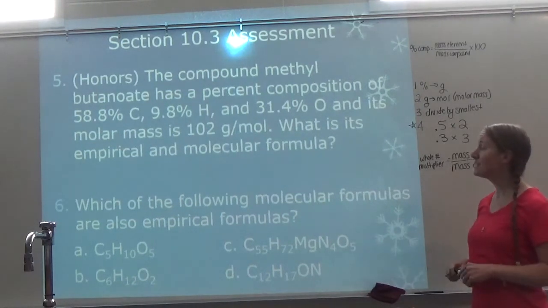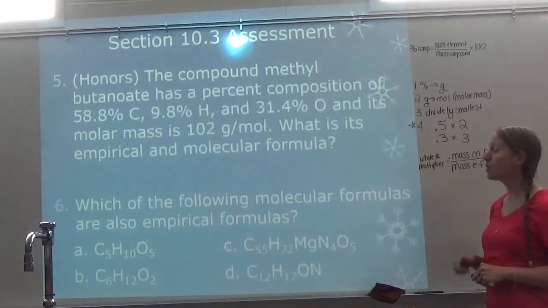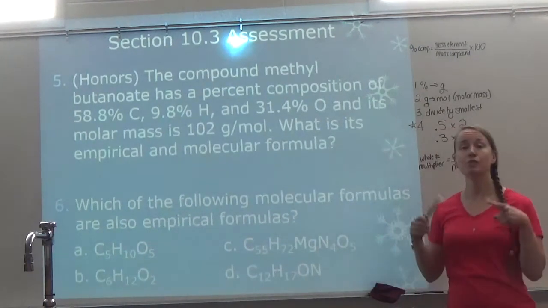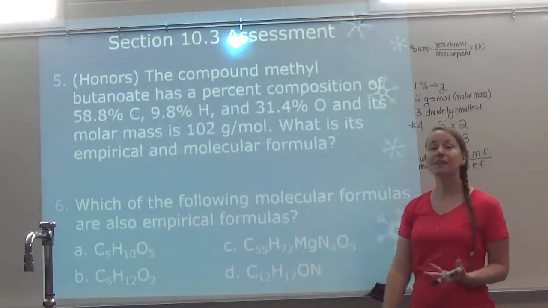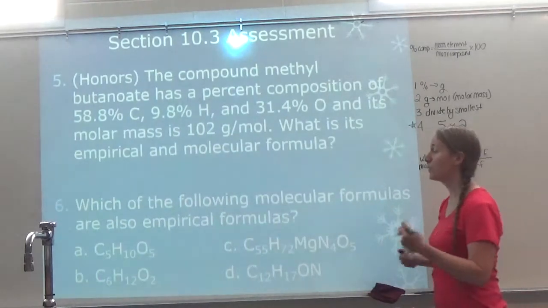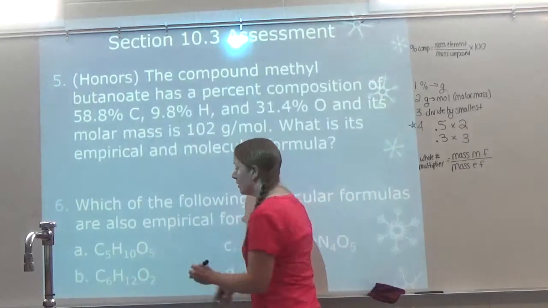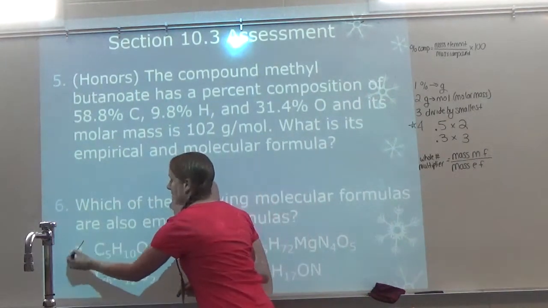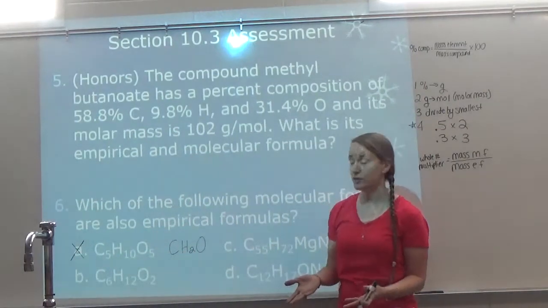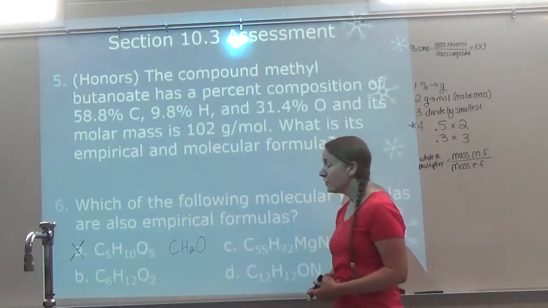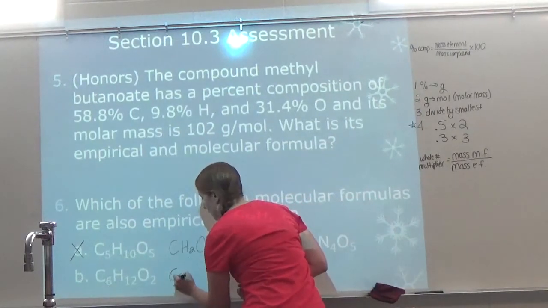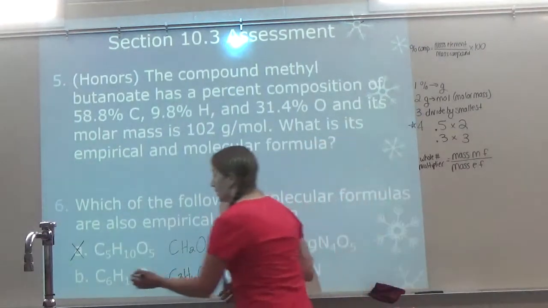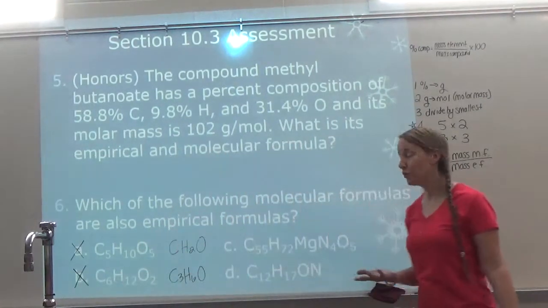And so then number 6, it says, which of the following molecular formulas are also empirical formulas? Remember, empirical formula is the reduced form. So if it's a molecular and an empirical, that means it cannot be reduced anymore. So see, C5H10O5 can be reduced to CH2O. So it is not an empirical formula also. C6H12O2 can be reduced to C3H6O. They can all be divided by 2. So it is not an empirical formula also.